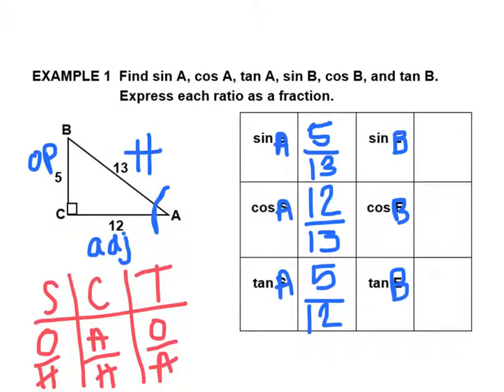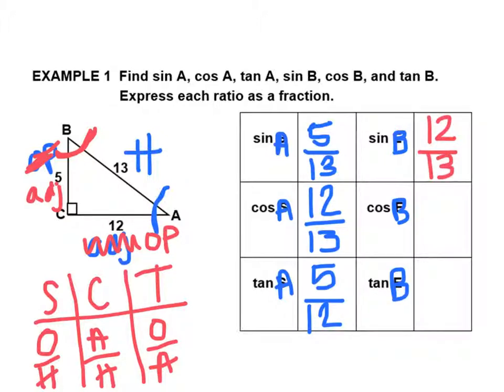Now we have to find all those for the angle B. Well, first we need to label everything for angle B. Mark the angle you're working with. In this case, we're going to be using red. Our opposite and our adjacent sides change. So the sine of B is our opposite, which in this case is 12. And our hypotenuse stayed the same. So it's 12 over 13.